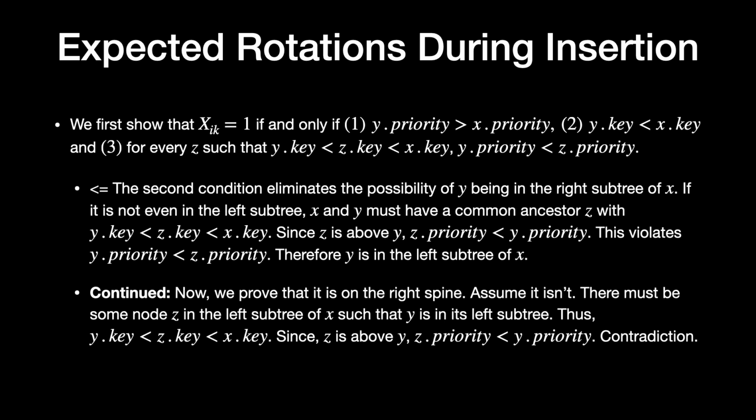The second condition, which is y dot key is less than x dot key, basically eliminates the possibility of y being in the right subtree of x.